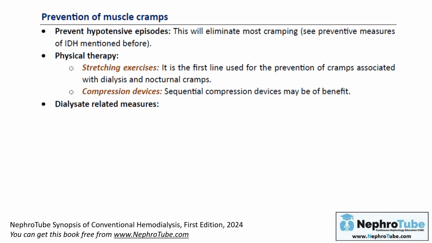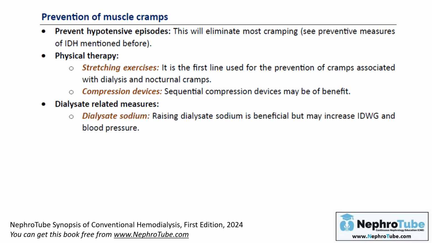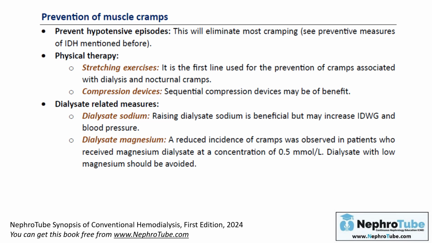The third line to prevent muscle cramps is dialysate-related measures. You can raise the dialysate sodium to prevent hypoosmolarity, but again, using a high dialysate sodium may increase interdialytic weight gain due to thirst, and blood pressure, and it will cause rapid ultrafiltration, as we mentioned in a previous lecture. Also, dialysate magnesium shouldn't be low, it must be high. Using low dialysate magnesium may cause muscle cramps.